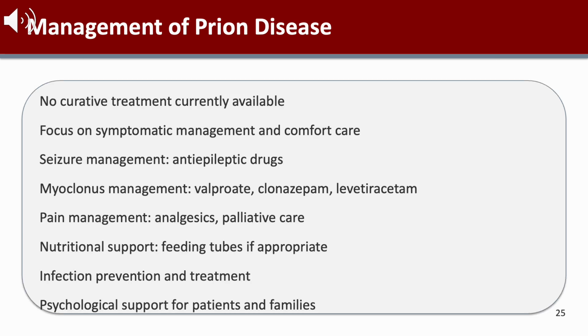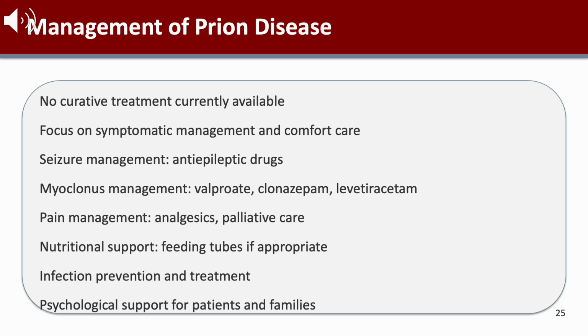Currently, there is no curative treatment for prion disease, and management focuses on symptomatic relief and comfort care. Seizures, when they occur, are managed with antiepileptic drugs. Myoclonus can be treated with valproate, clonazepam, or levetiracetam, though the response is often limited. Pain management is important as patients may experience significant discomfort.